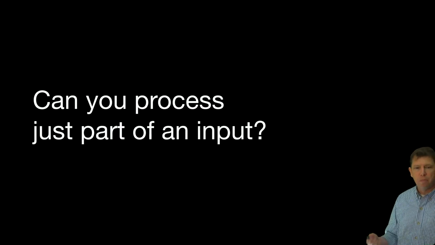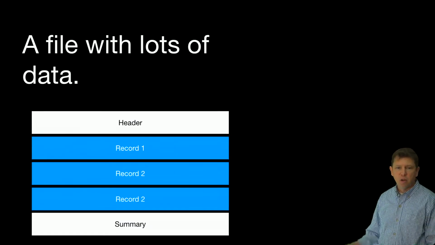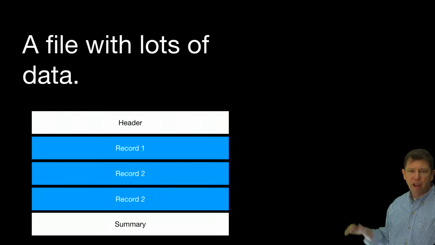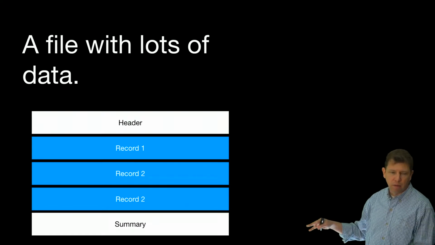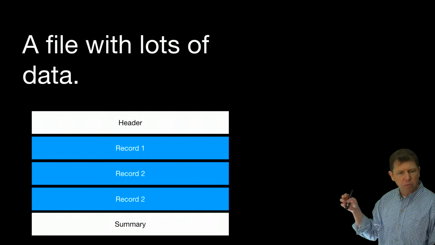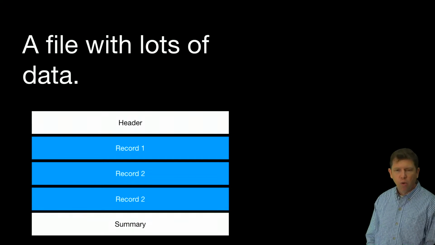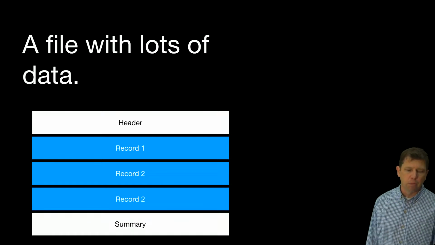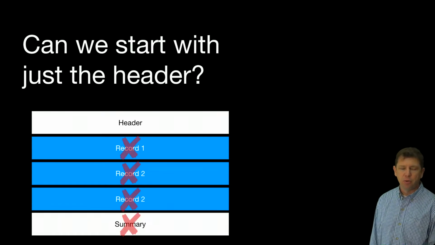So here's another pattern for splitting stories: a file with lots of data. I've got a header, lots and lots of records, and evidently here we've got duplicate records. There's hundreds of records in it. Well, what's the first thing we can do to process this file to start showing that we're making progress? Well, maybe we forget all the records in the summary and just say, can we start with the header?